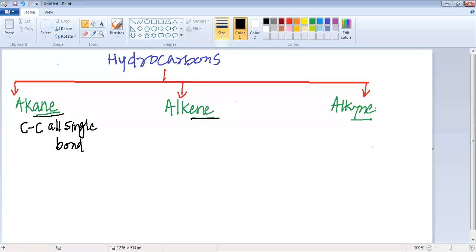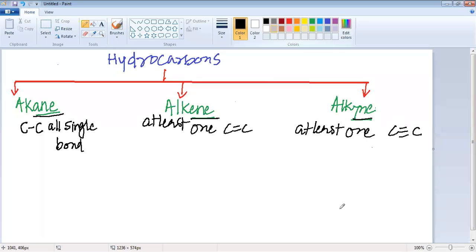ENE represents at least one double bond, that is, at least one C double bond C, and YNE represents at least one C triple bond C. To have at least one C double bond C, we need at least two carbons. To have C triple bond C, we also need at least two carbons. But having all single bonds is also possible between carbon and hydrogen.